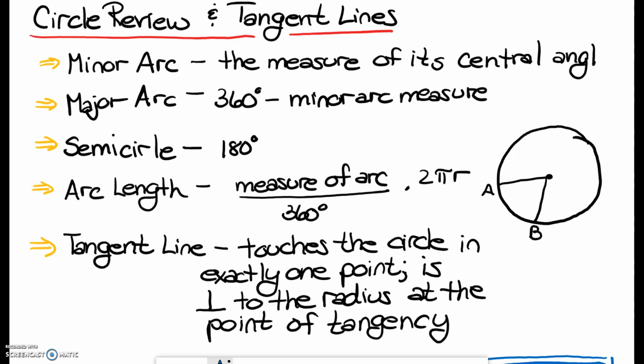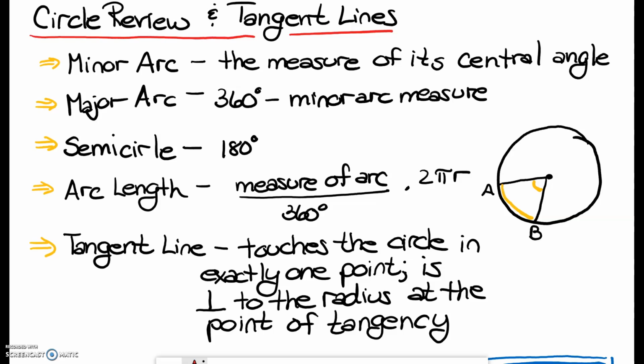In this video, we are starting chapter 12 with a review of circles and then a definition of tangent lines, what it means to be tangent. So let's just review what a minor arc is. The measure of a minor arc is the measure of its central angle. So a minor arc is always the smaller of the two angles that could be formed. So the minor arc here is going to be arc AB, and it would be the measure of this angle right here. The major arc is the bigger of the two angles formed.